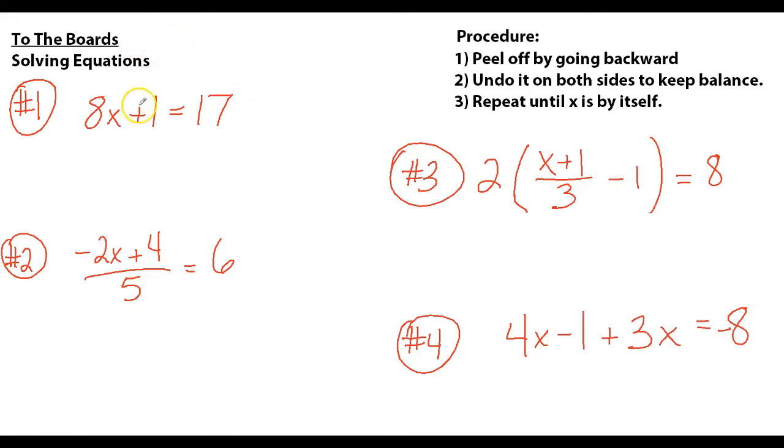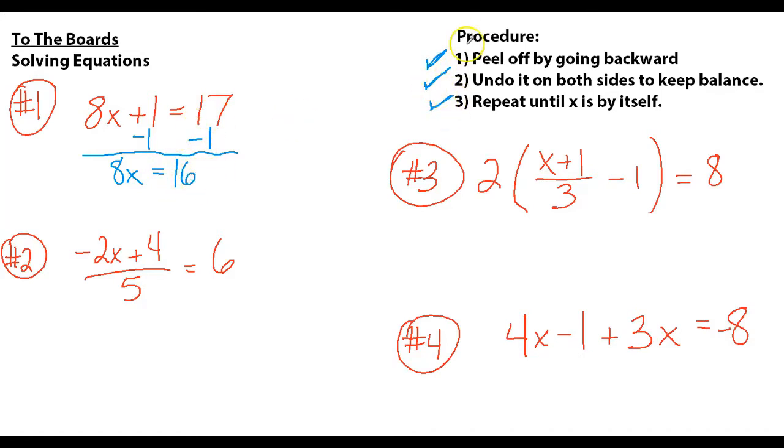Okay, question number 1. 8x plus 1 equals 17. We need to get x by itself. Step number 1, we need to peel off by going backwards. So the most backward part is the plus 1. So we need to undo it using the opposite of plus 1. We're going to do minus 1 to both sides. When we do that, we're left with 8x equals, and 17 minus 1 is 16.